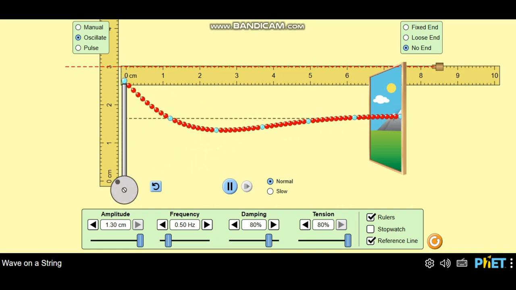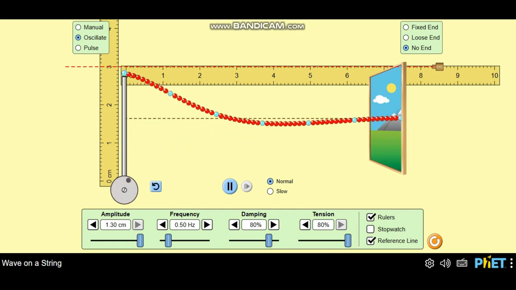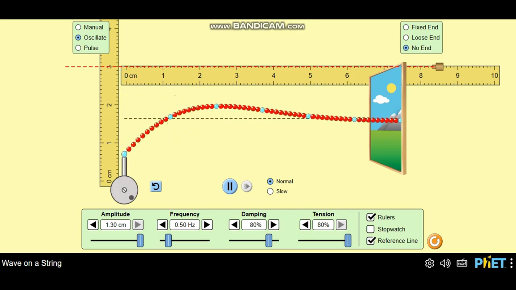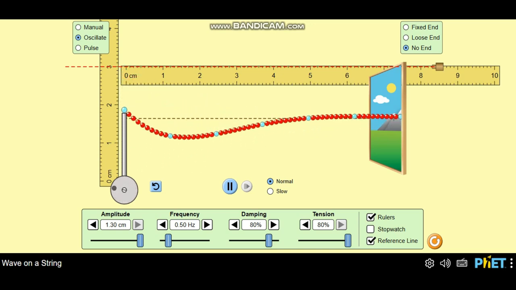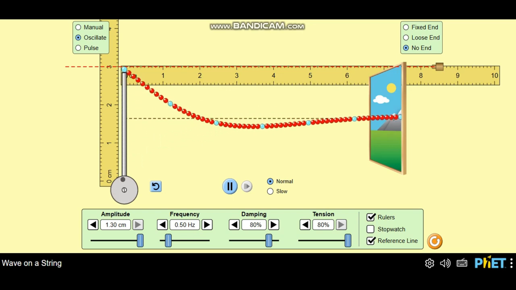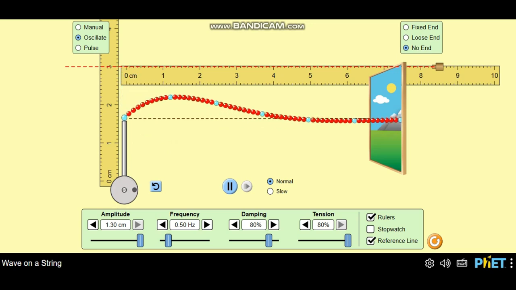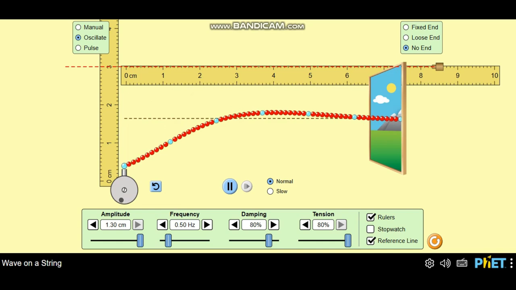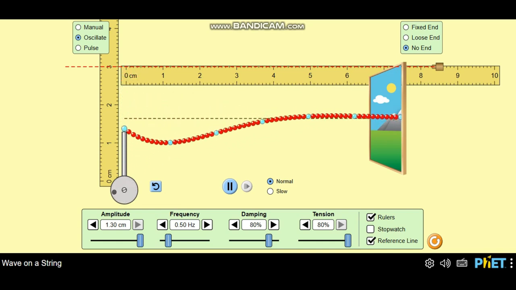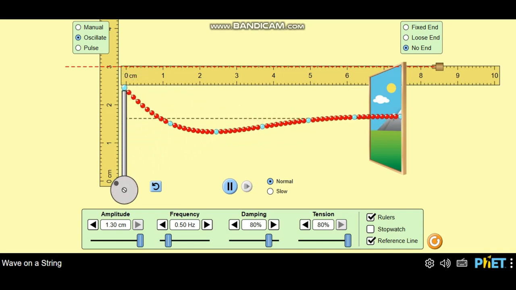And tension is high, and you can see higher wave speed and smooth wave action. It is a transverse wave, moving from left to right, and it propagates as a transverse wave under a no end condition. It allows the wave to travel indefinitely without reflection.